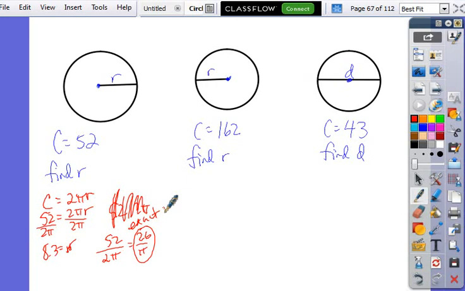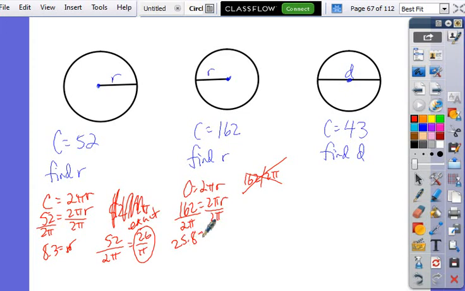All right, so for the second one here, I'm still using the 2 pi r formula. 162 equals 2 pi r. Divide by 2 pi. Again, y'all, if you type it in the calculator as a fraction, you're okay. If you try to do this, 162 divided by 2 pi, that's not going to work. So 162 divided by 2 pi is 25.8. All right, there's my decimal version.